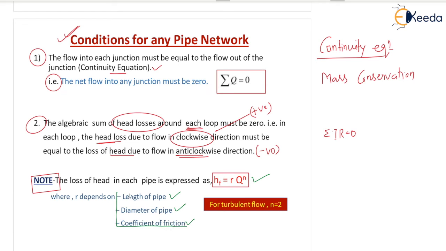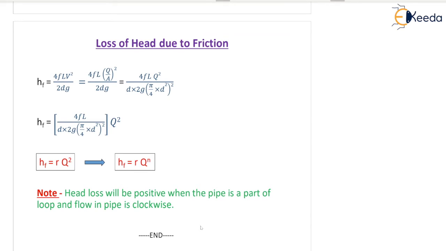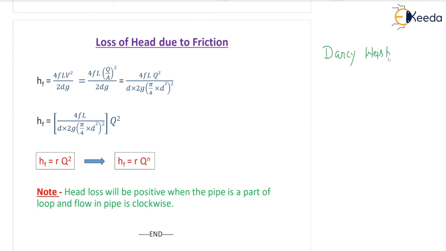How we got this actually, length, diameter, and coefficient. So what is R? That we are going to see in the next page. Look at this. Loss of head due to friction. So we have to do a small derivation here. Head loss from the Darcy-Weisbach equation. You know the formula of Darcy-Weisbach equation.